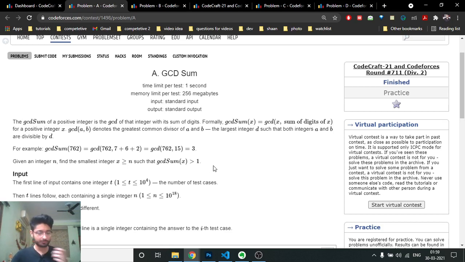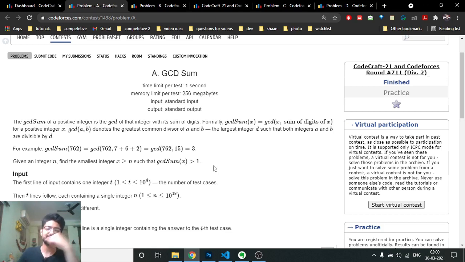Now it means that you have to find some number greater than or equal to n such that its GCD sum is greater than 1. In the GCD sum we are just finding the GCD of two numbers, and it should be greater than 1. It means that they should have at least one common factor. If it is equal to 1, it means that both numbers are co-prime. If x and the sum of its digits are co-prime, then the answer is 1, which means there is no common factor between the sum of the digits and x itself.